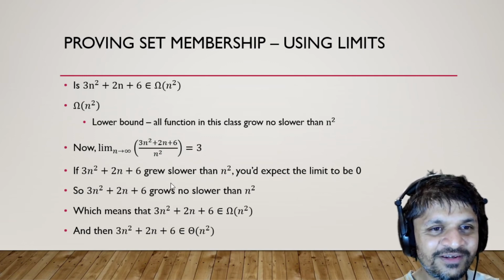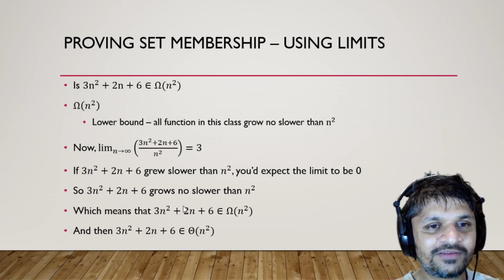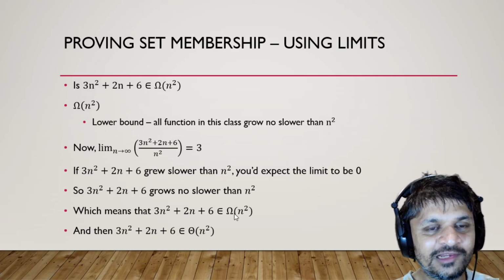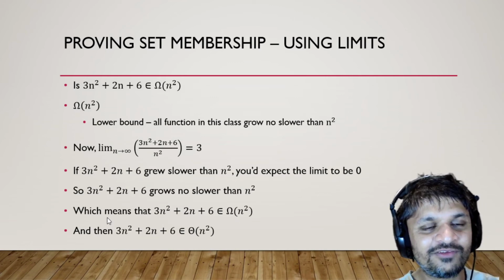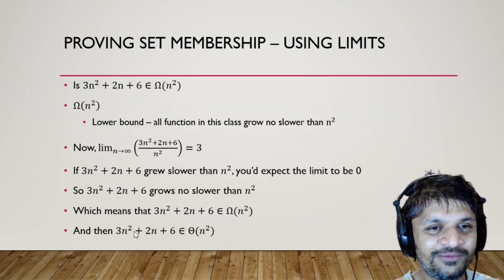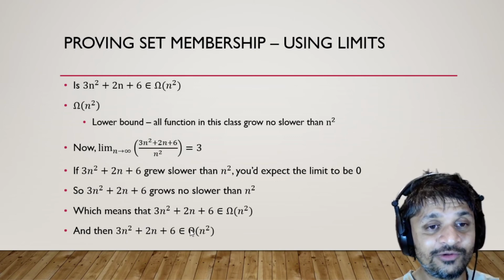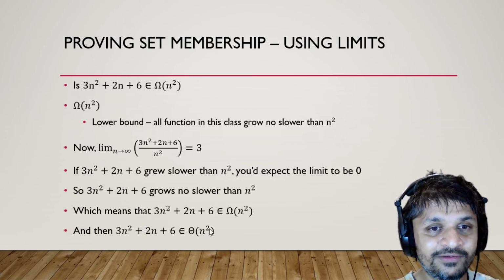And since it's not 0, we can say that 3n squared plus 2n plus 6 grows no slower than n squared. And that's basically the definition of omega n squared. So we can say 3n squared plus 2n plus 6 is an element of omega n squared. And since we already know it's an element of big O n squared, we can say 3n squared plus 2n plus 6 is an element of theta n squared.